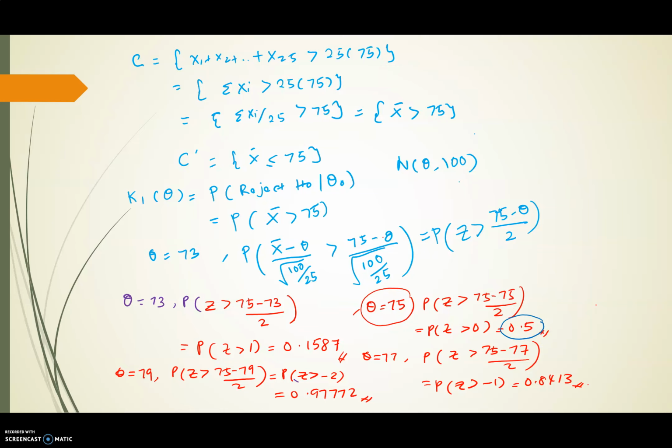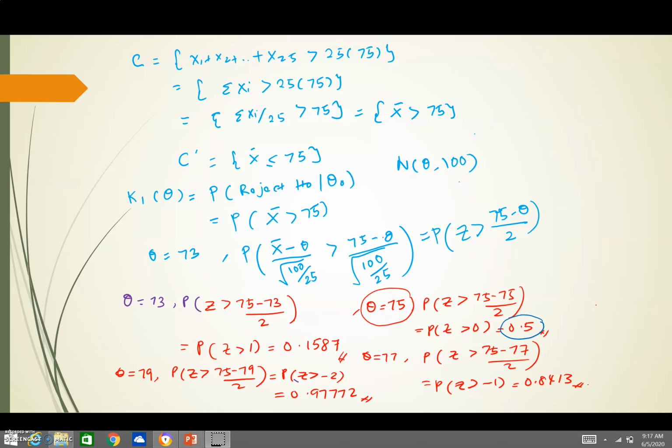So since it has a high probability of rejecting H0, suppose our H0 is true at theta equals 75, our first test does not appear to be a satisfactory test, since we have a high probability of rejecting the null hypothesis when our null hypothesis is true. So let us try to devise another test that does not have this objectionable feature.